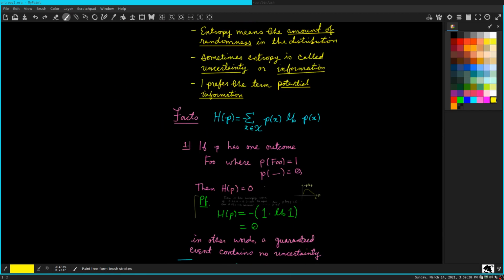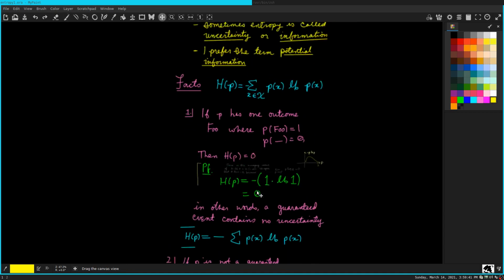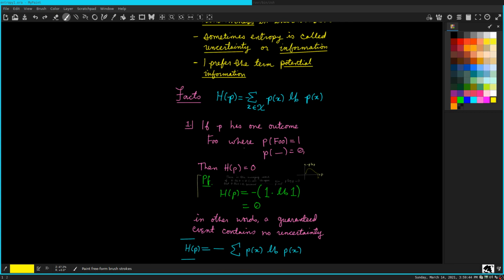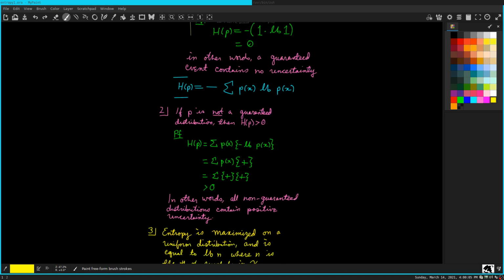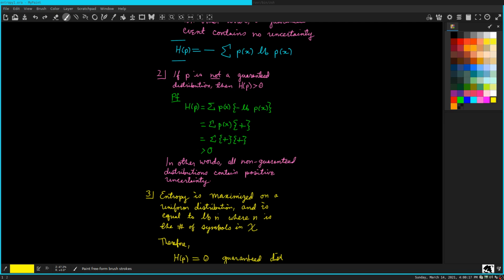First, let's go to the bottom. There are 3 facts here. Number 1, if there's only one outcome that's possible, so you have some list of possible things that could happen, one of them has a probability of 1 and every other one has a probability of 0, the entropy or the uncertainty of that distribution is 0 bits. So if you know what's going to happen, there's no uncertainty. Great. Number 2, if you don't know what's going to happen, so it's not just a guaranteed distribution, then the uncertainty is positive. And the uncertainty is maximized on a uniform distribution, where every outcome is equiprobable.